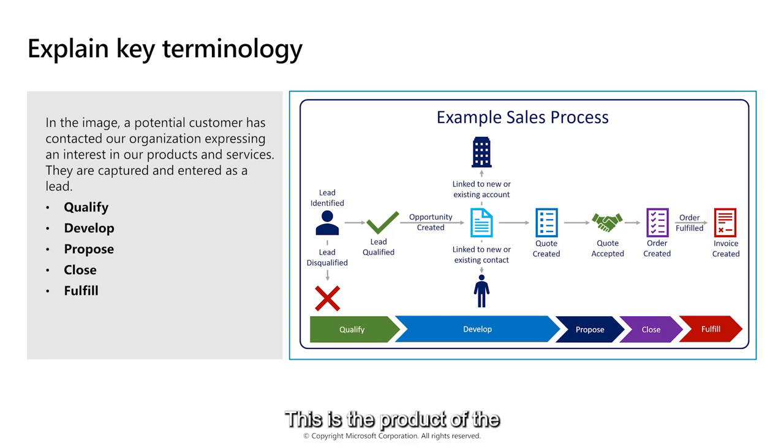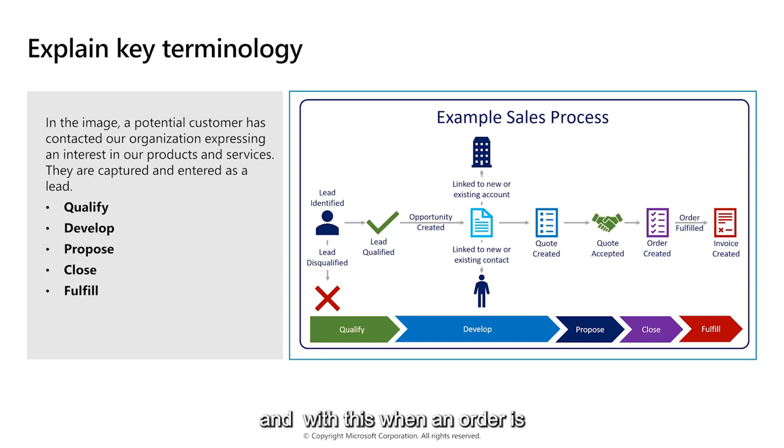This is the product or the service that we're offering, this is what it's going to cost them, and this will then go over to the customer. The customer takes a look at the quote and says that is great and accepts the quote. When they accept it, we then go ahead and create an order within the system. We can auto-generate this from the quote.